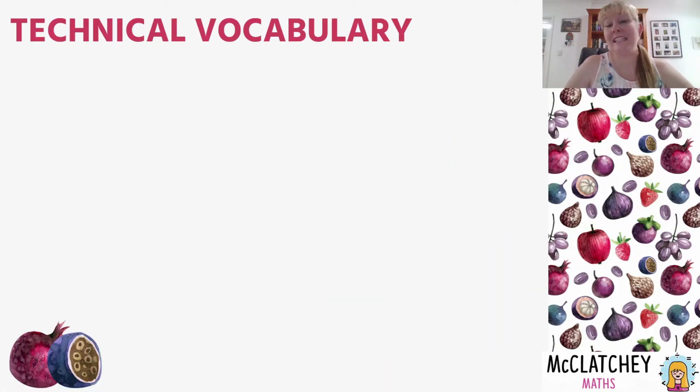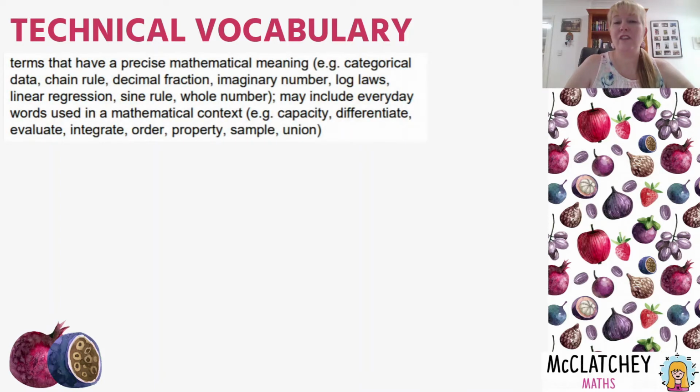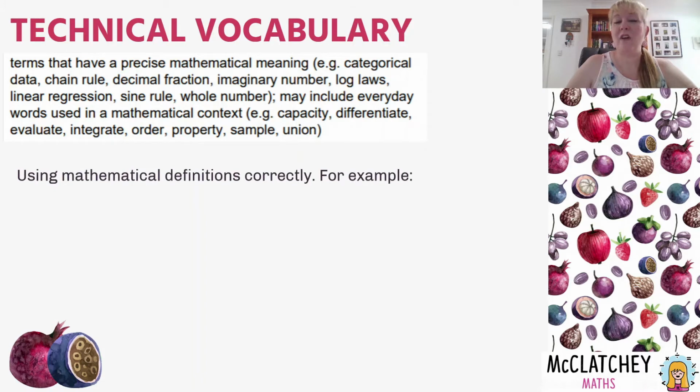So let's look firstly at technical vocabulary. Now, the definition from the QCAA is that technical vocabulary are terms with a precise mathematical meaning, such as categorical data, chain rule, decimal fraction, and so on. There's quite a few words there. They could also be everyday words that we use in a mathematical context, like capacity. So a capacity, when we talk about it in mathematics, is all about how much liquid a three-dimensional shape can contain. But when we talk about capacity of a human being, we're talking about their abilities. So we need to make sure we're using the mathematical word the right way in the sentence. So we're using our mathematical definitions correctly.